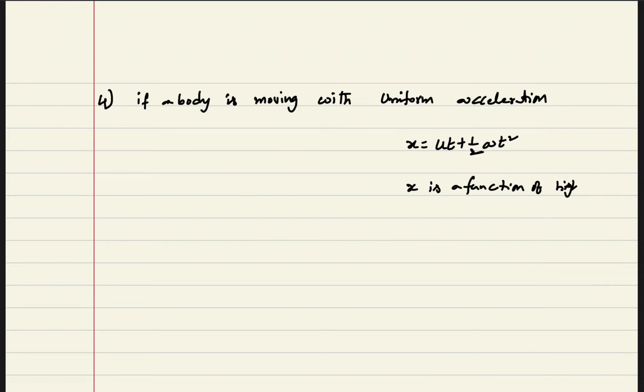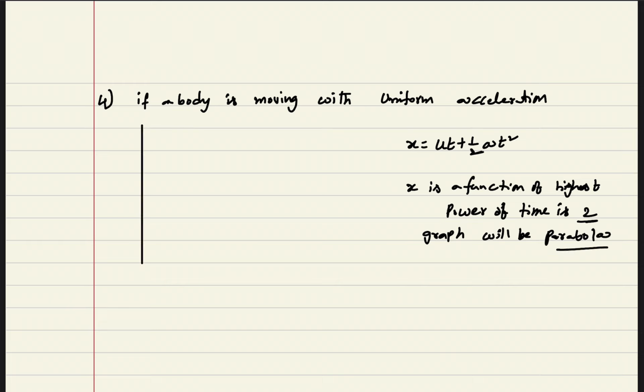Highest power of time is 2. Whenever highest power is 2, graph will be a parabola. Now you can get what the graph will be here? Parabola graph you will get.